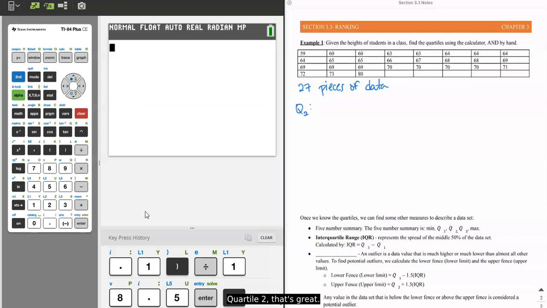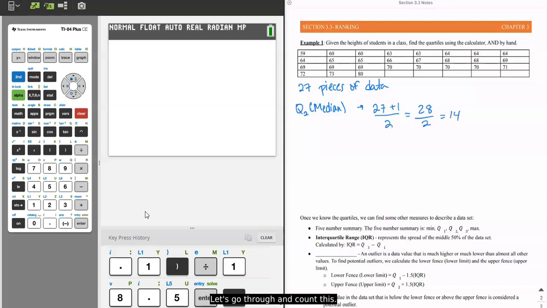And so that's the median. What we would say is, okay, if there's 27 pieces of data, we learned this in the last section, we add 1 and divide by 2. So I have 28 divided by 2. So my middle number, my median, should be the 14th piece of data.